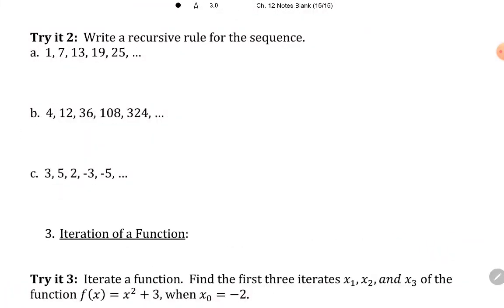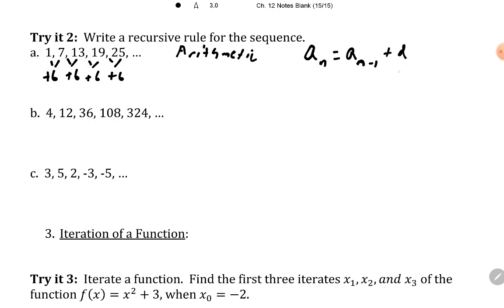So let's do some examples. Write a recursive rule for the sequence. Okay, so first off, we need to find out if it's arithmetic, geometric, or something else. Looking at differences, plus 6, and plus 6, and plus 6. So we're good. This is arithmetic. So my recursive rule is a sub n equals a sub n minus 1 plus d. So all I have to do is replace d: a sub n equals a sub n minus 1 plus 6. That is my rule.